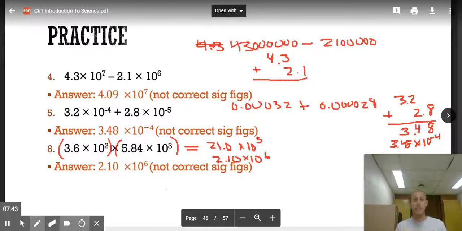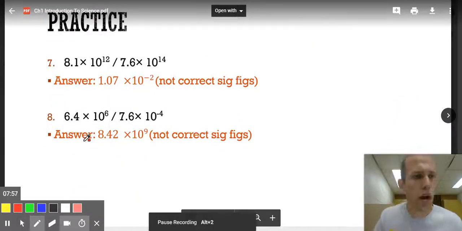So multiplication, that's one that we really should be working on doing. Maybe not in our heads, but we can do 3.6 times 5.84 with a shortcut. So I would recommend doing that. Here are a few more problems.